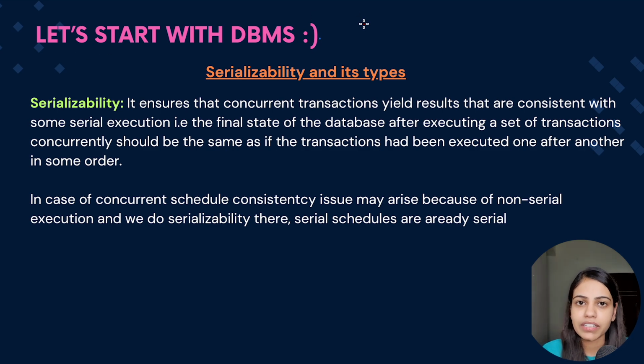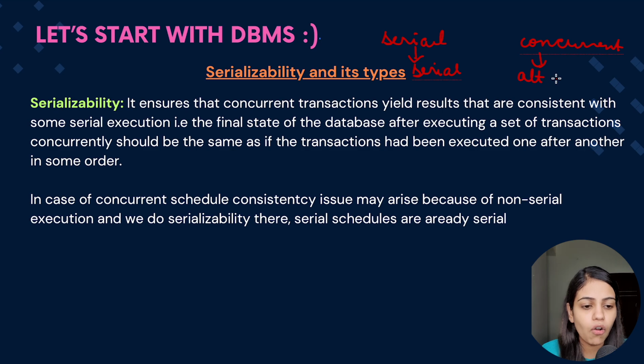Now if you remember, in the schedule lecture we learned about serial as well as concurrent schedule. Now what are these? In a serial schedule, all the transactions have a serial execution. In a concurrent schedule, all the transactions have interleaved, or you can say alternate, execution. Now there were some advantages as well as disadvantages for serial as well as concurrent schedule.